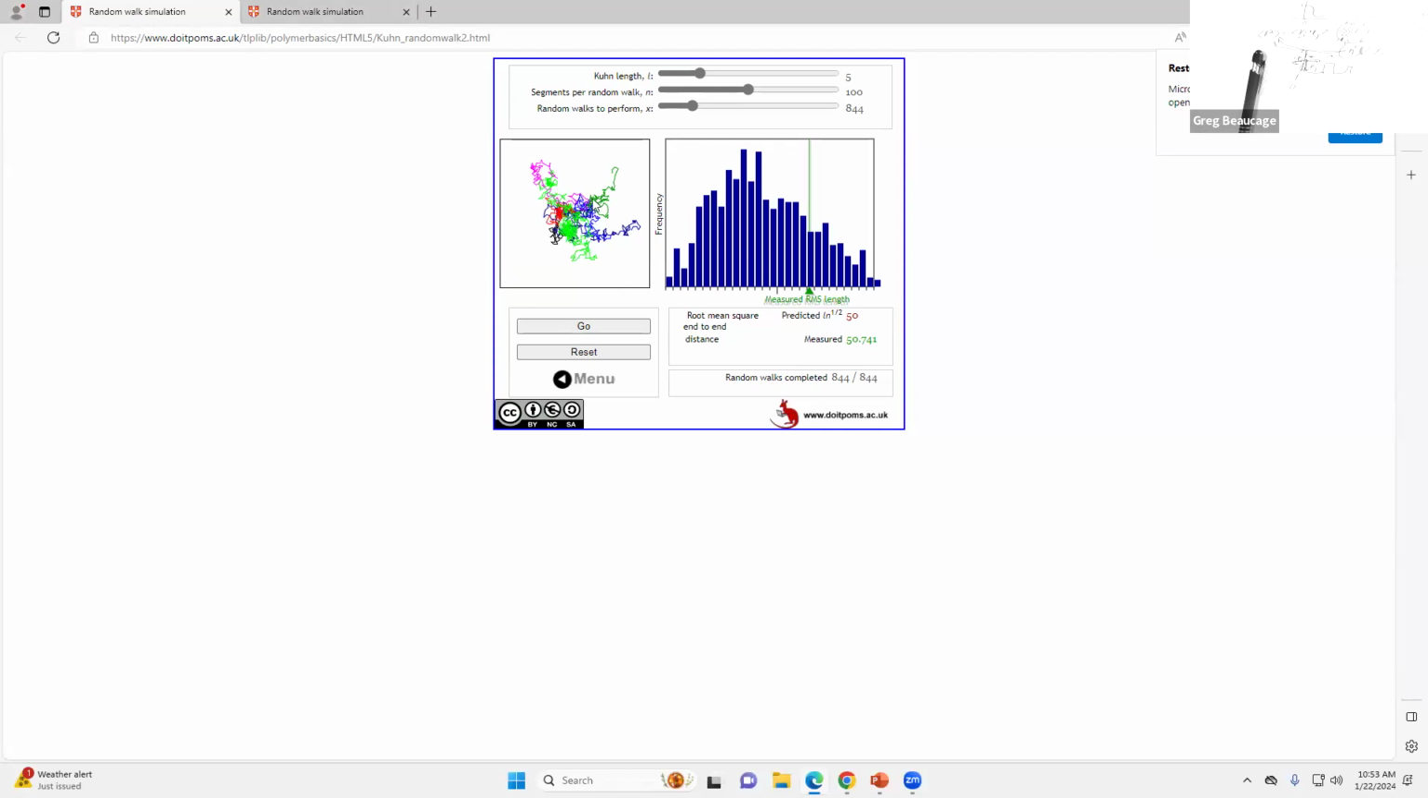Anyway, you can see there's some average size to it, but some of these are almost straight lines and some are completely collapsed down to a spot. So you can have anything from a totally stretched out chain to a total collapsed onto a spot chain from this kind of process, this random walk process.